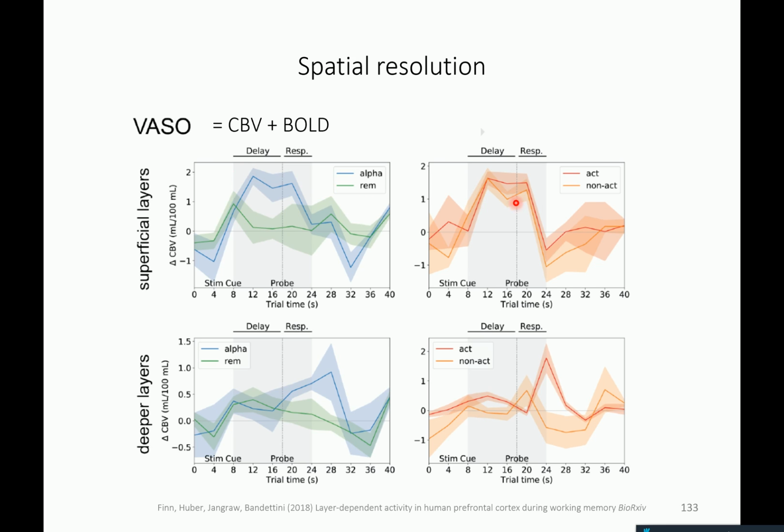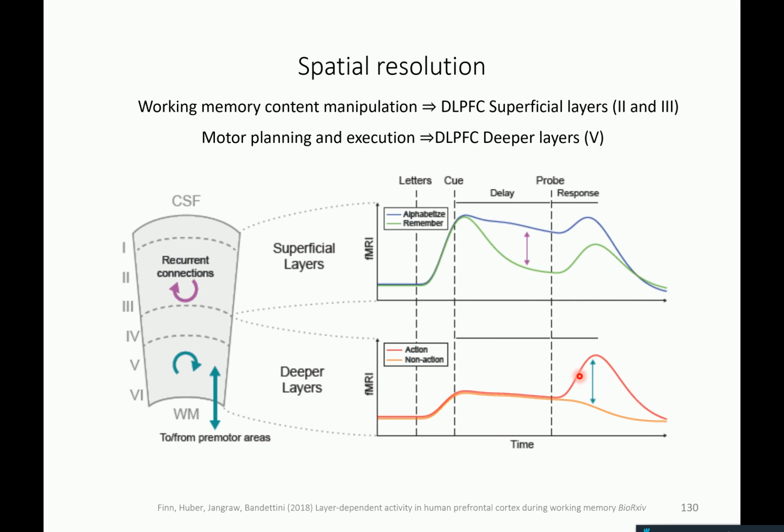So that's this, and the deep layers are not specific, not shown much here in terms of differences, but a strong difference when people need to do an action versus non-action. So essentially this VASO thing shows exactly what the hypothesis was, which is awesome.